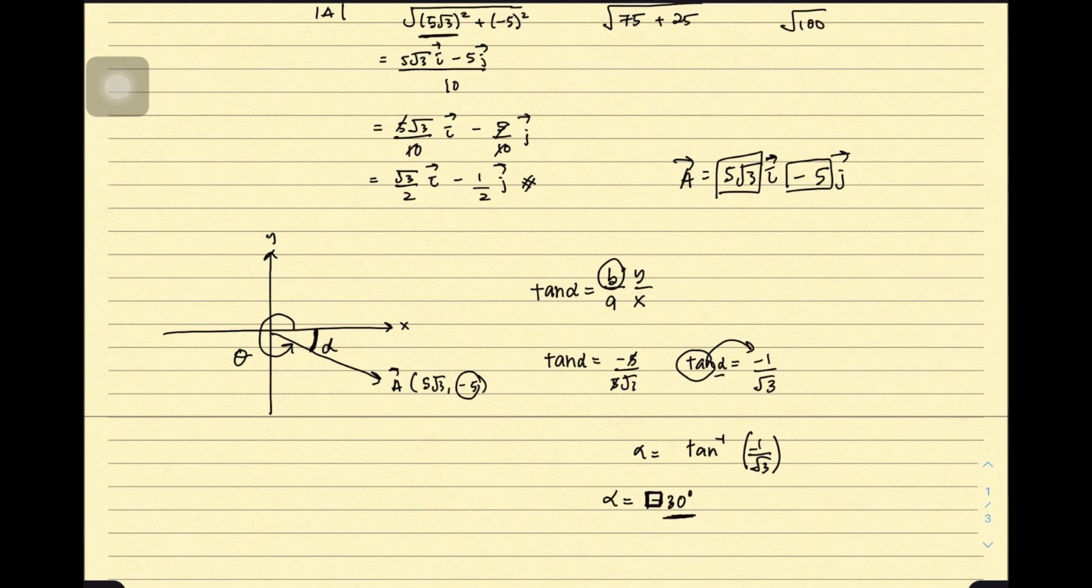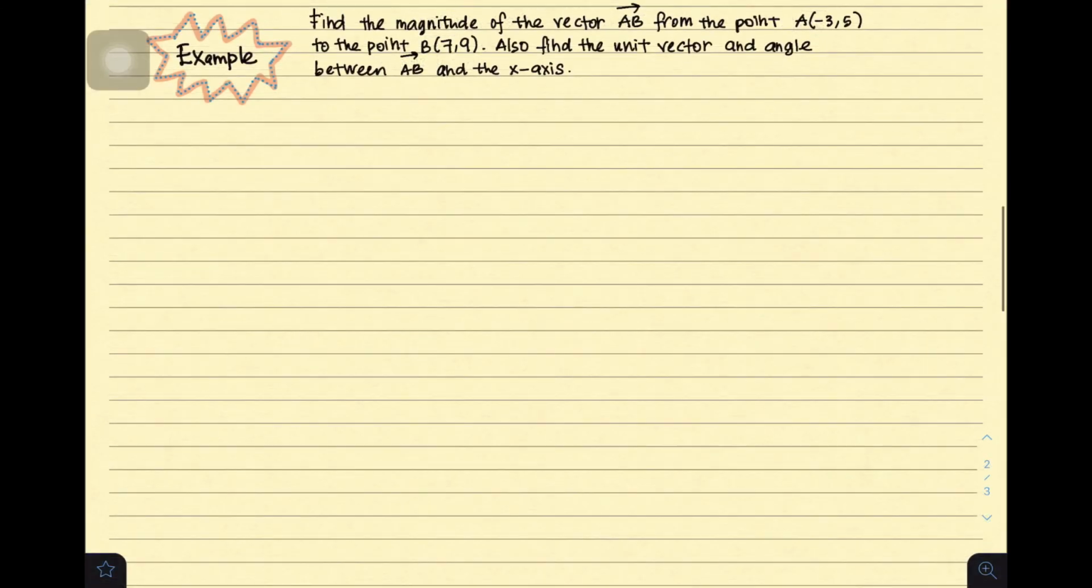Okay, that means your alpha is actually 30 degrees. So how do you get the value of theta? It's very easy. Theta is equal to 360 degrees minus alpha, which is 30 degrees. So you have your angle theta equal to 330 degrees. Okay, let's see this example.